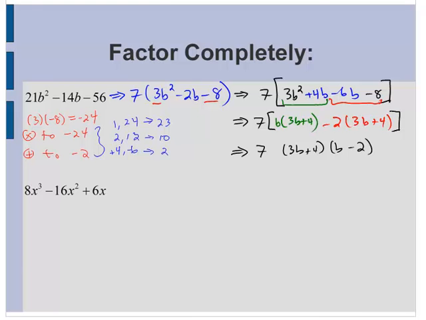Alright, why don't you try this next one on your own. Factor completely 8x squared minus 8x cubed minus 16x squared plus 6x. Alright, again, notice that there's a common factor, and the common factor in this case is 2x. So I can write this as 2x by 4x squared minus 8x plus 3.